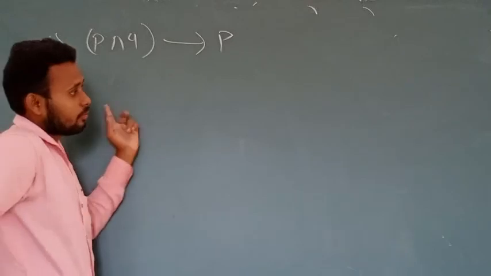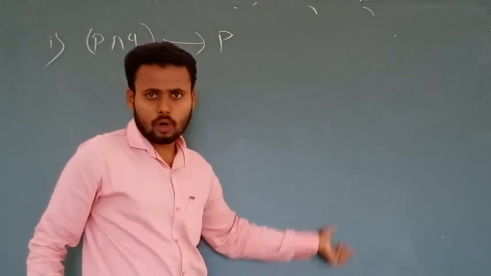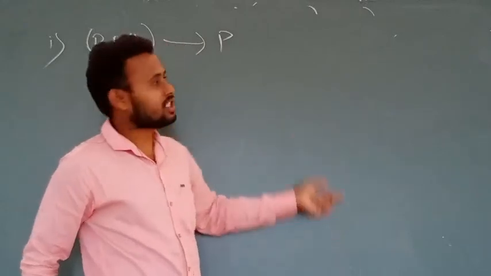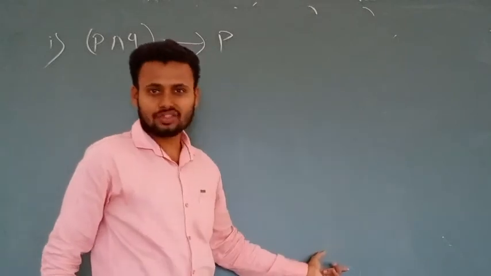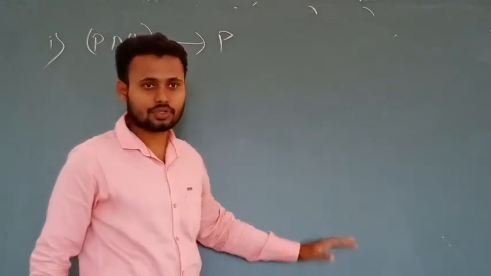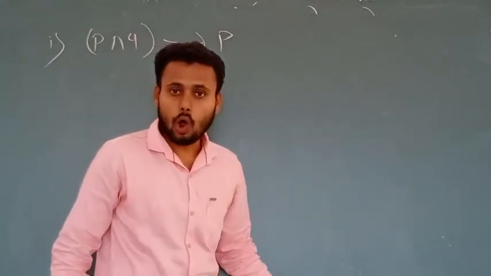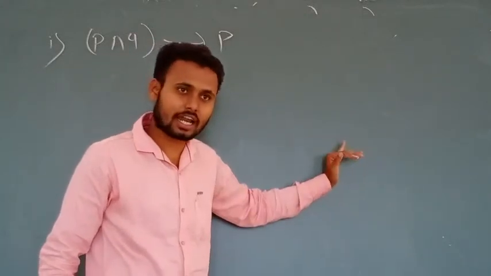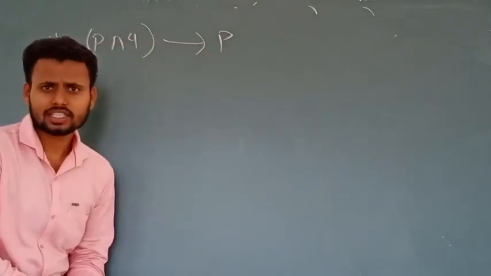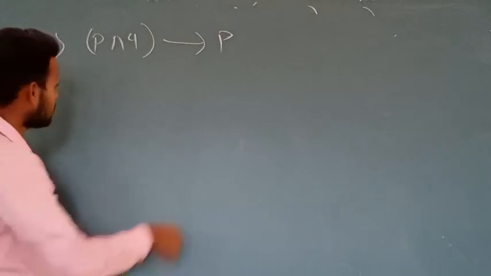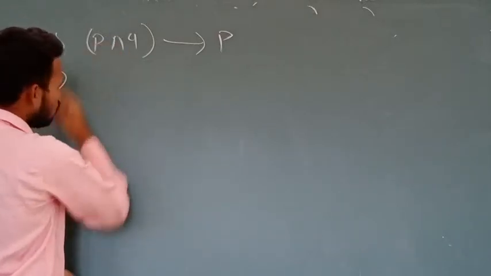After finding the truth table, we have to observe the last column. If in the last column all the values are T, then we say that this statement pattern is tautology. And if all the truth values in the last column are F, then we say that the given statement pattern is contradiction. And if in the last column all the truth values are mixed, meaning there are T also and F also, then we say that the given statement pattern is contingency. Therefore in the solution we first find out its truth table.